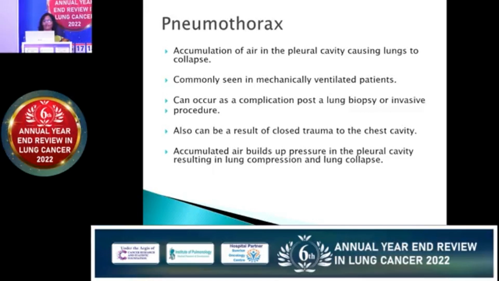Now we'll go to pneumothorax. Accumulation of air in the pleural cavity causing lungs to collapse, commonly seen in mechanically ventilated patients. Can occur as a complication of post-lung biopsy or invasive procedures. Can also be a result of closed trauma to the chest cavity. Even when we do pleurodesis, that time also it can happen. So accumulation of air builds up pressure in the pleural cavity resulting in lung compression and lung collapse.